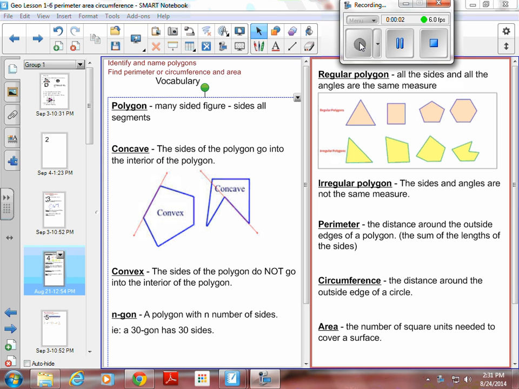Geometry, Chapter 1, Section 6. This is your vocabulary for this section. So if you could take a moment, pause the video, write these words down. We'll come back in just a second and I'll start talking about all of them.